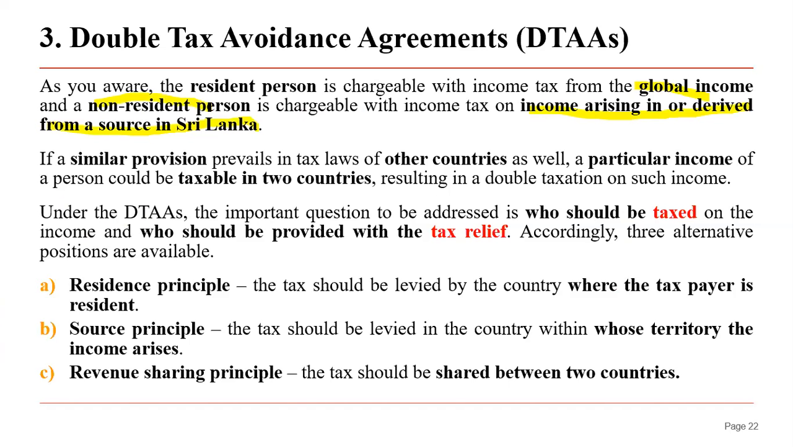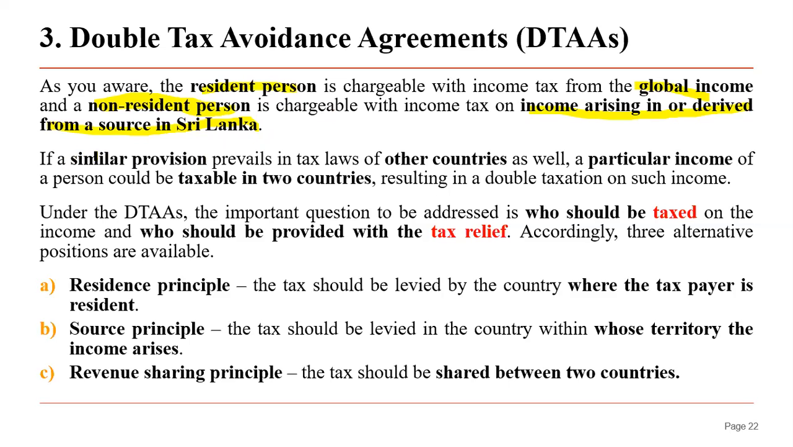From the resident person perspective, you know that global income is subject to income tax. Then in the case of a non-resident person, only the income arising or derived from a source in Sri Lanka. This is very much clear for you. I'm not going to elaborate again and again, because this is the key point when you are writing the answers: the resident and non-resident principles.